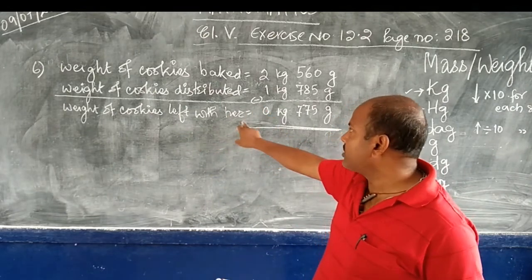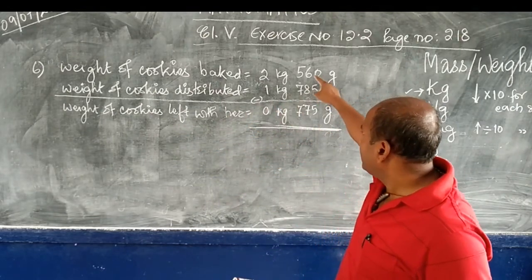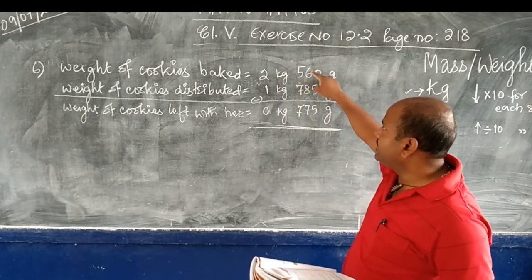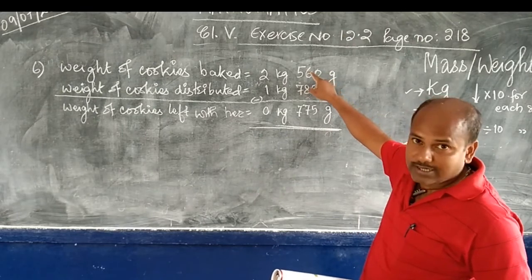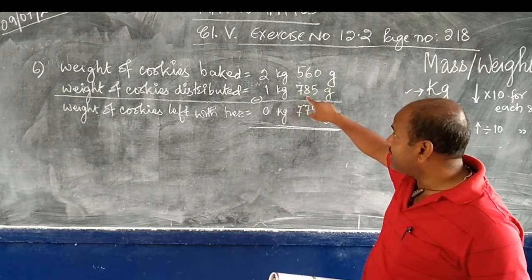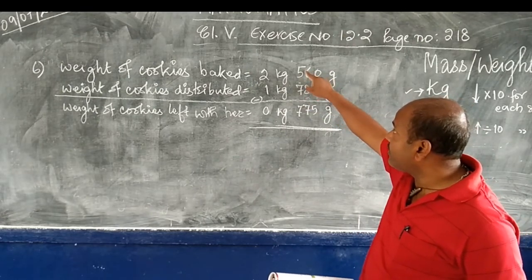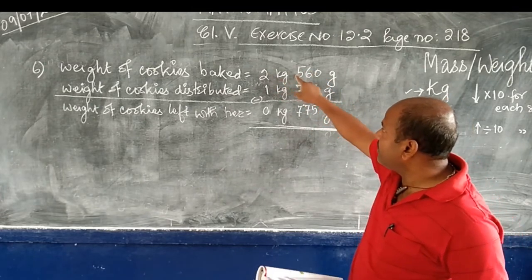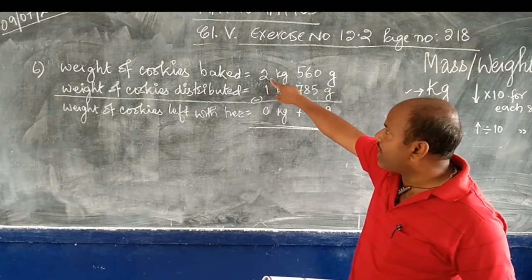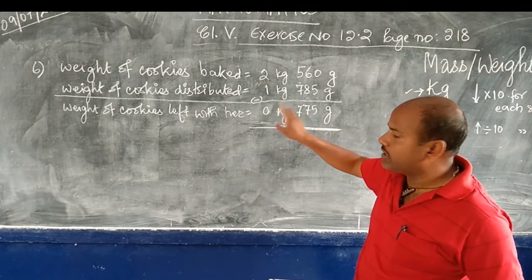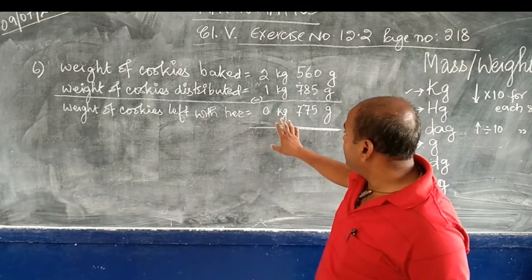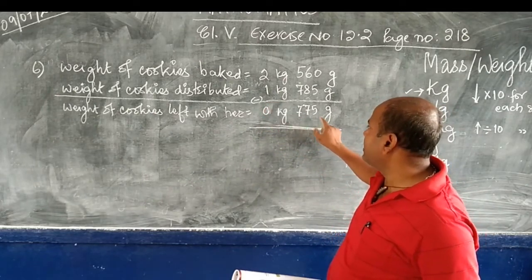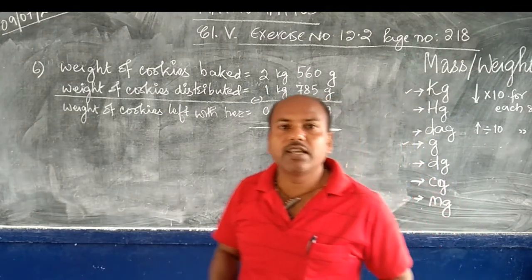So weight of cookies left with her is, subtract these two. You don't have anything here, so borrow 1 from here. It becomes 10 minus 5, 5. This is 7. Now this was 6. Now it becomes 5. 5 minus 8 not possible. So borrow 1. It becomes 15 minus 8, 7. This was 4, not possible. So borrow 1 from here. 14 minus 7 is 7. This is 1. 1 has been given to this. So 1 minus 1 is 0. So this is 0 kg. In fact, not so necessary to mention this. 775 gram is the weight of the cookies left with her.